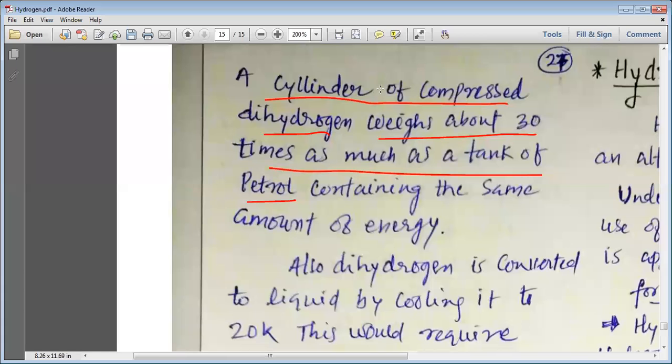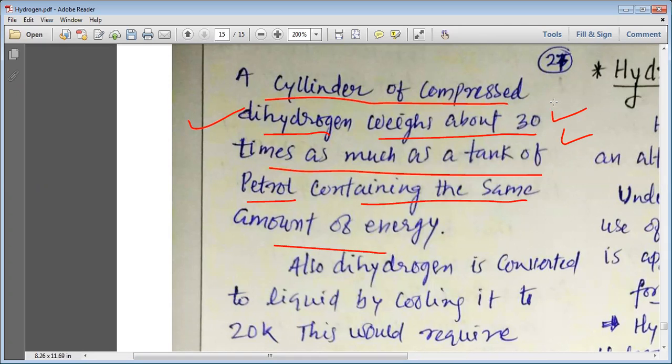So when we compress the dihydrogen, the weight of the tank is very high, because when we compress it, we need a very thick wall of the tank, because that is the only way by which we can handle the compressed or high pressure dihydrogen. And to bear the pressure, we need very heavy metal containers. So the containers in which the dihydrogen can be stored have very high masses.